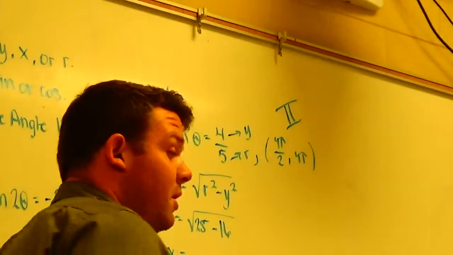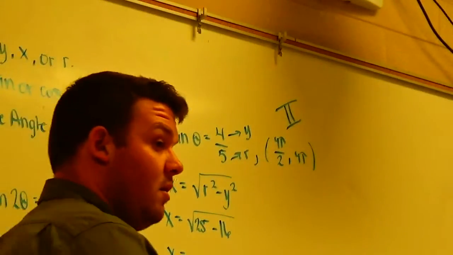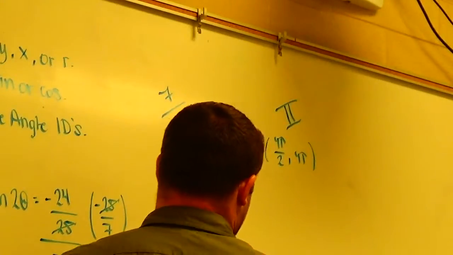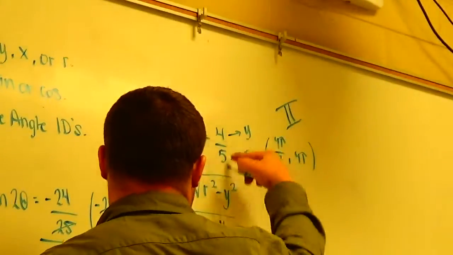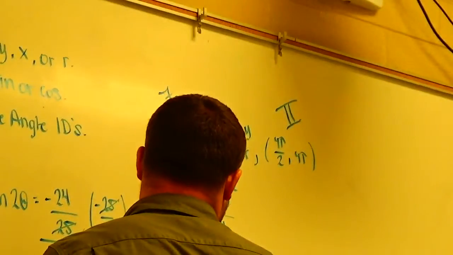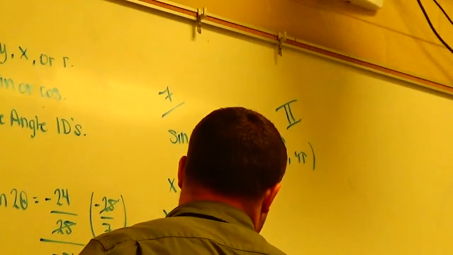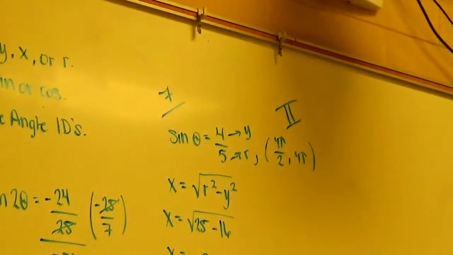So x equals what type of 3? What does cosine have to be, positive or negative? Negative. So x has to be negative 3. Now I can find the cosine. My sine is y over r, and the cosine of theta equals negative 3 over 5. That's the second step. We found sine and cosine, in this case, we found cosine. So now we have sine and cosine.